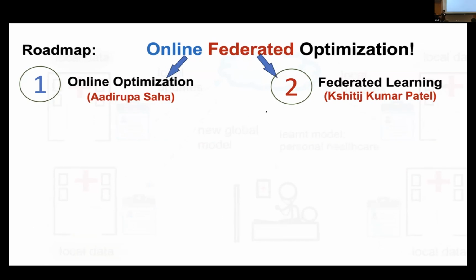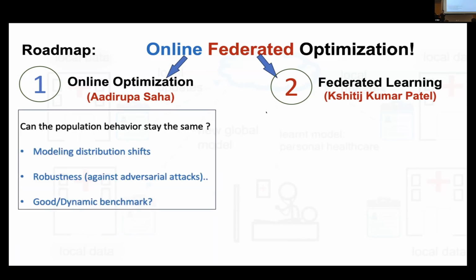I'm the one who's going to talk about the online optimization part. Even before going to multiple machines, we have to understand how to do regret optimization even if we have a single machine and the functions are changing over time on that machine. How do I do this regret minimization well? That's the online optimization part, which I'll be covering.